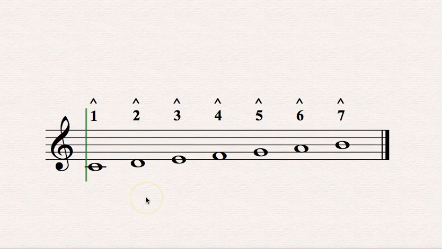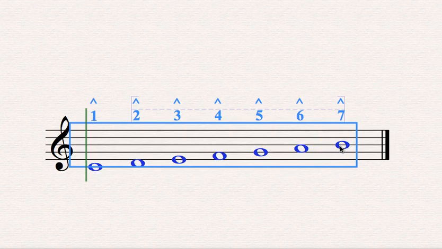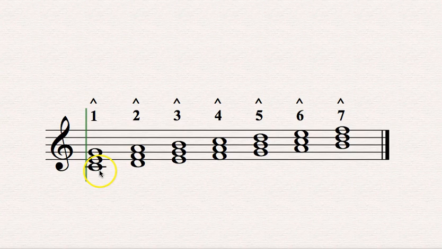So what we're going to do is focus first on triads, and we're going to base triads off of each one of these scale degrees, meaning that each one of these scale degrees can have a chord. So let's do it right now. Add a third to each of these and then a fifth. Now we've built a triad based off of every single note of a C major scale.